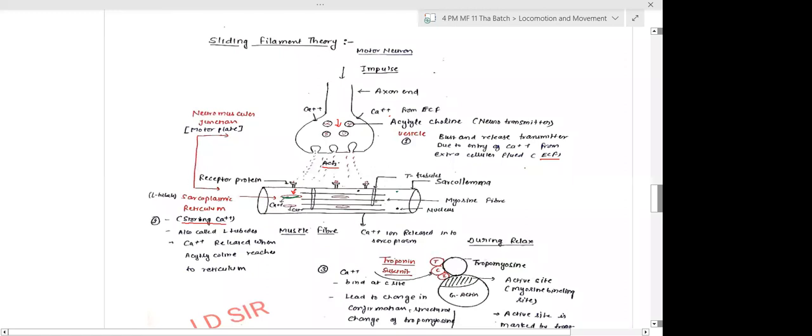These are called T-tubules, right? They are vertical and horizontal tubules. They are called sarcoplasmic reticulum. Sarcoplasmic reticulum are filled with calcium ions, right? They remain filled with calcium ions.